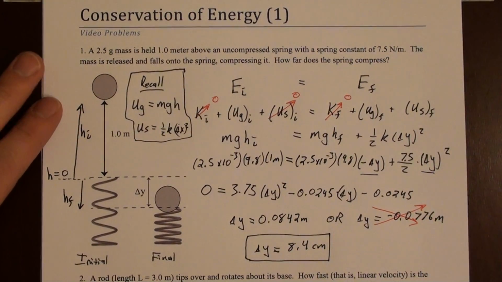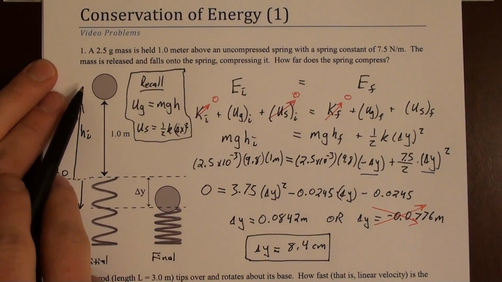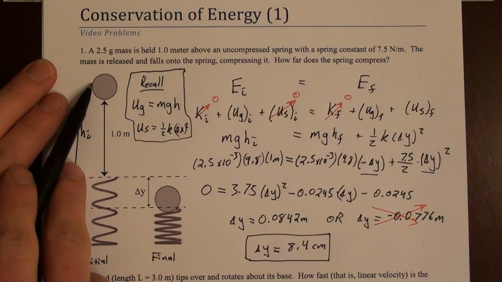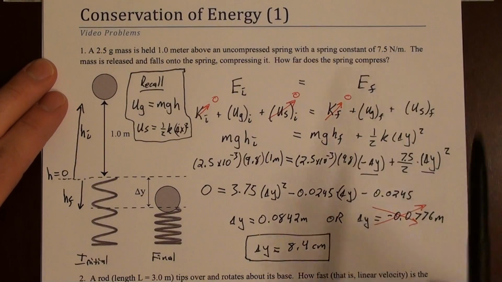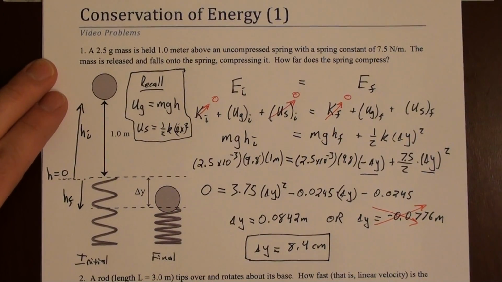Right, so then we can ask, does that seem reasonable? Well, yeah, we're dropping a small mass from a pretty high height onto a spring that has kind of a lower spring constant. So, yeah, this seems to make sense.